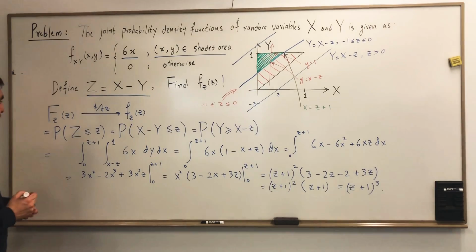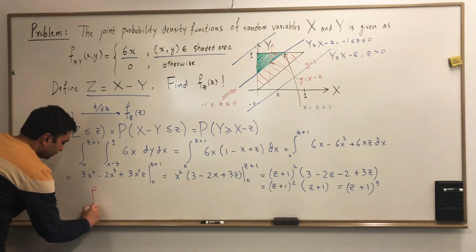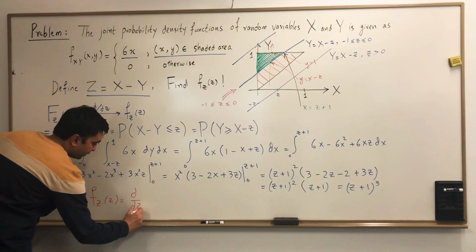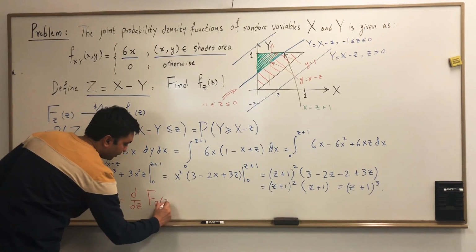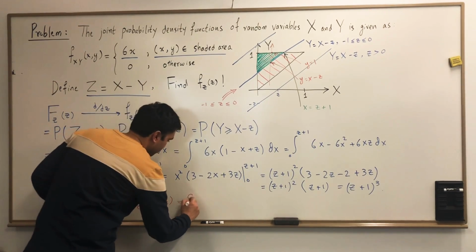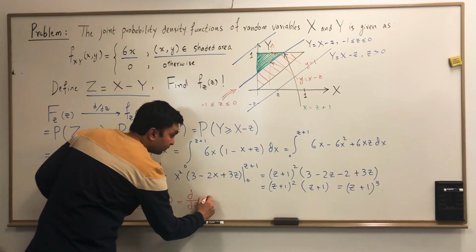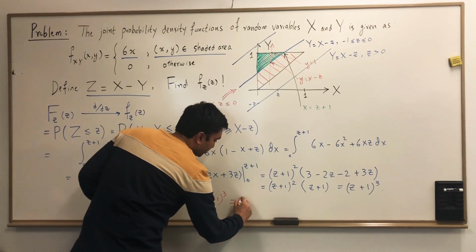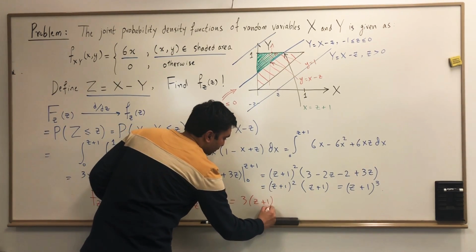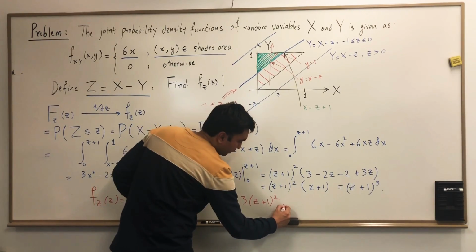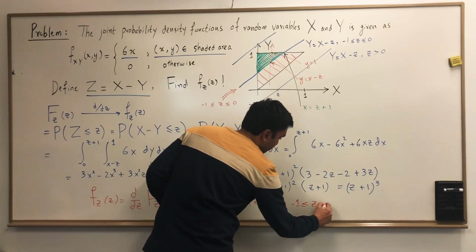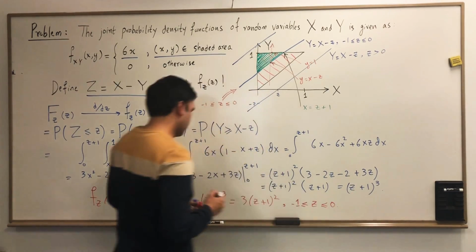So the last step here is to take the derivative of the distribution function to obtain the density function. That means f_Z of z is the derivative of the distribution function, which is d over dz of (z plus 1) whole cube, and it turns out to be 3 times (z plus 1) whole squared. And z here will be from -1 to 0. And that's the solution.